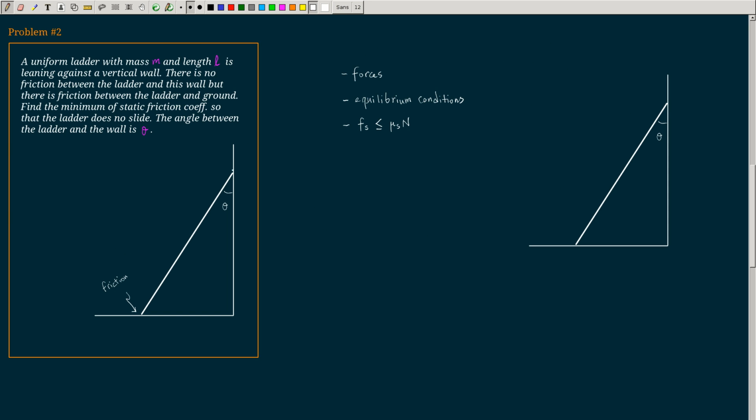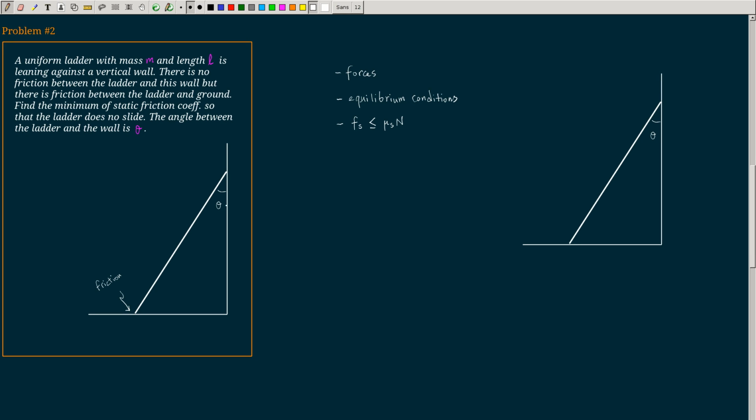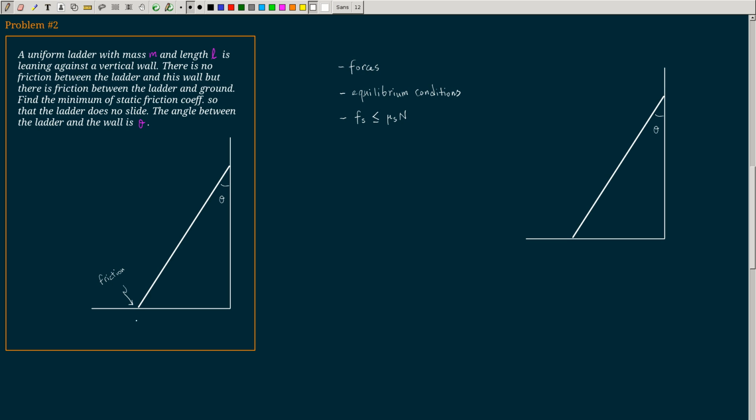In problem number 2, there is a ladder leaning on a vertical wall, and there's no friction between the vertical wall and this ladder, but there's friction between the ground and the ladder, which is good news. This angle is theta between the vertical wall and the ladder. The mass is m, the length is l, and we want to find the minimum static friction that we should have at this point so that the ladder wouldn't slide.